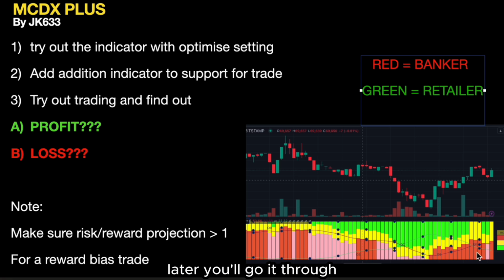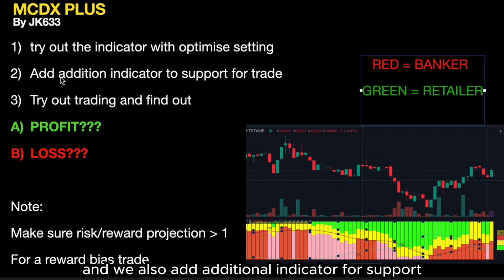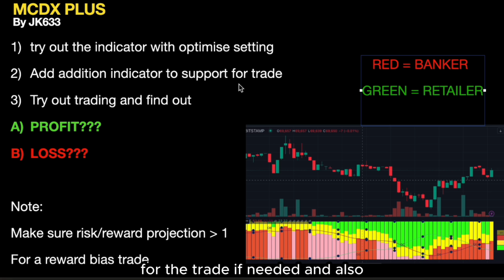Later we'll go through it, try out the indicator with optimized settings, and add an additional indicator to support the trade if needed. We'll also try out the profit and loss for this indicator, and use the risk reward projection to plot our projection. We need to make sure it's more than one so that we can have a reward-biased trade in this simulation.